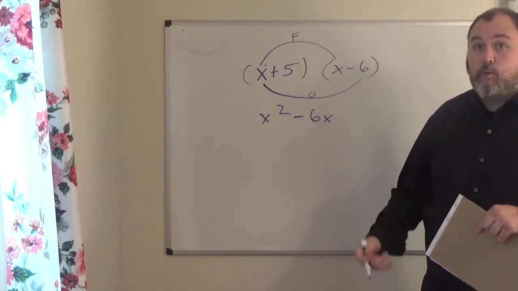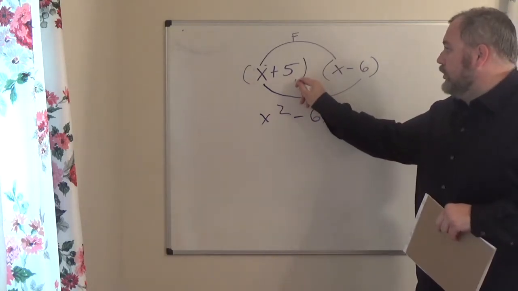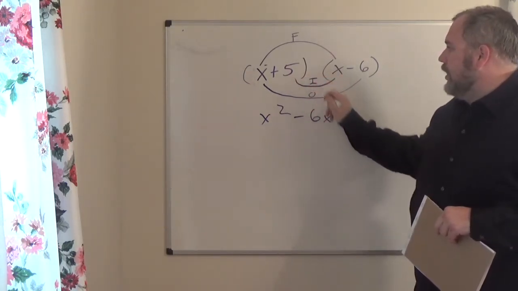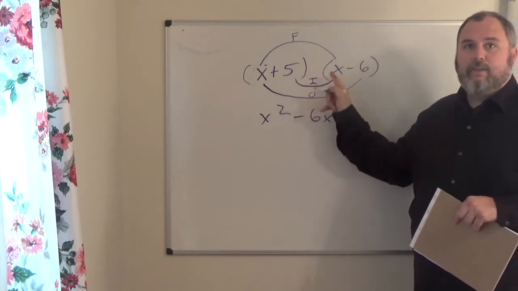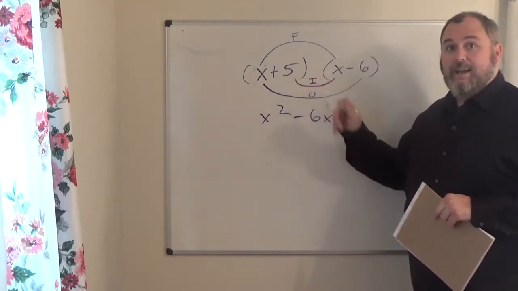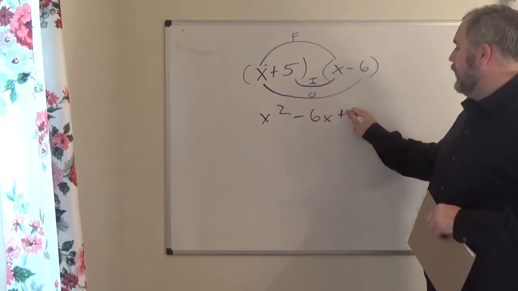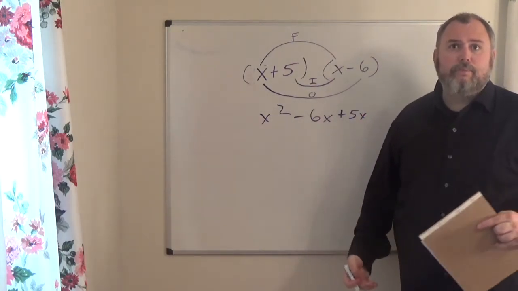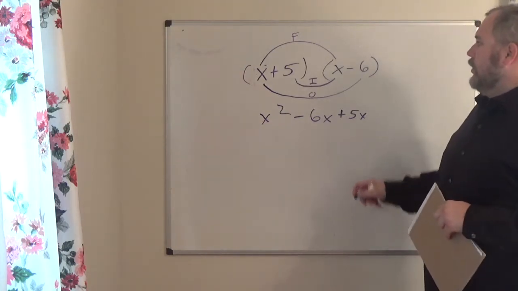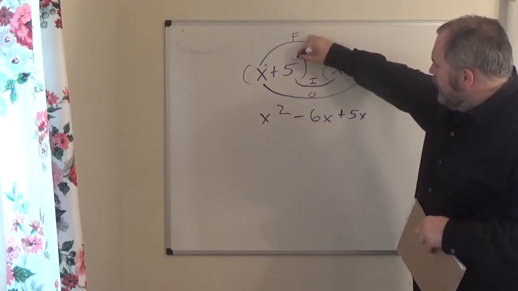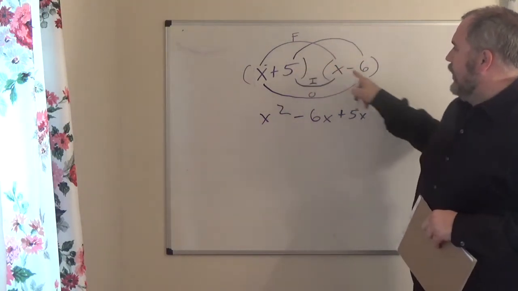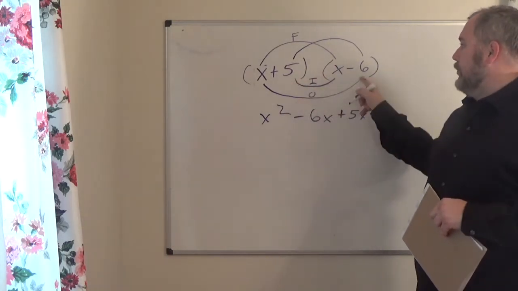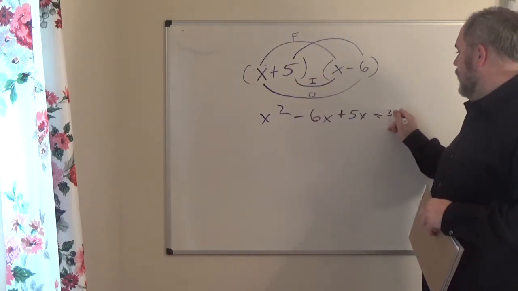Now it tells me to multiply by my inner, which is these two guys, my inner two pieces, 5 and x. Well, 5 times x is plus 5x. My last piece, no pun intended, is to multiply by the last, which is going to be these two guys, the 5 and the -6. Well, 5 times -6 gives me -30.